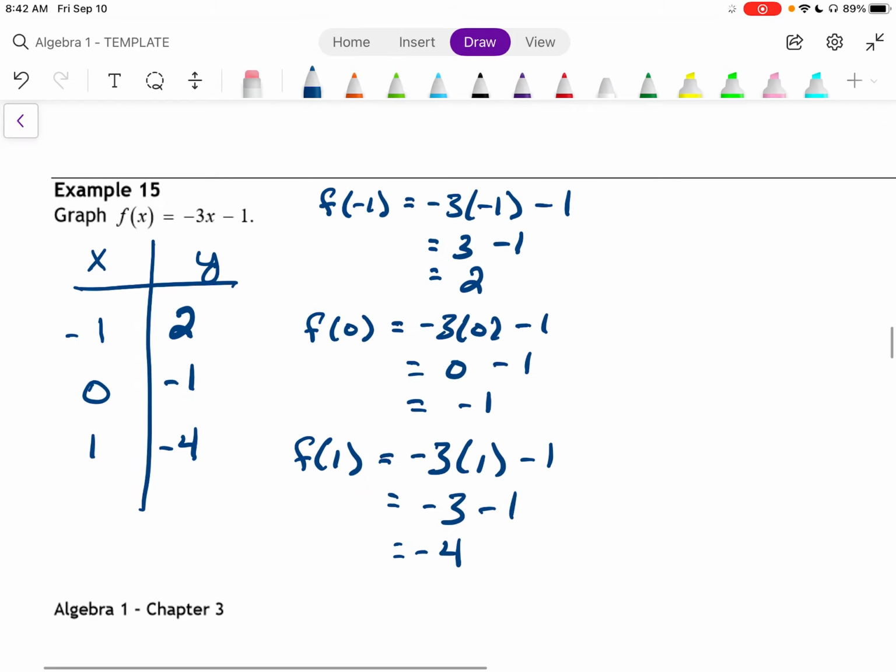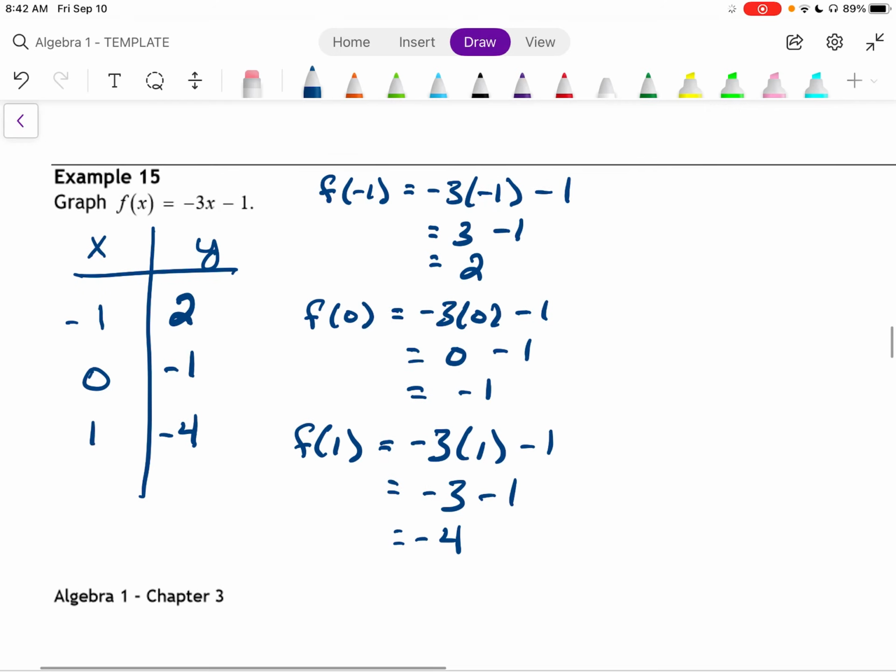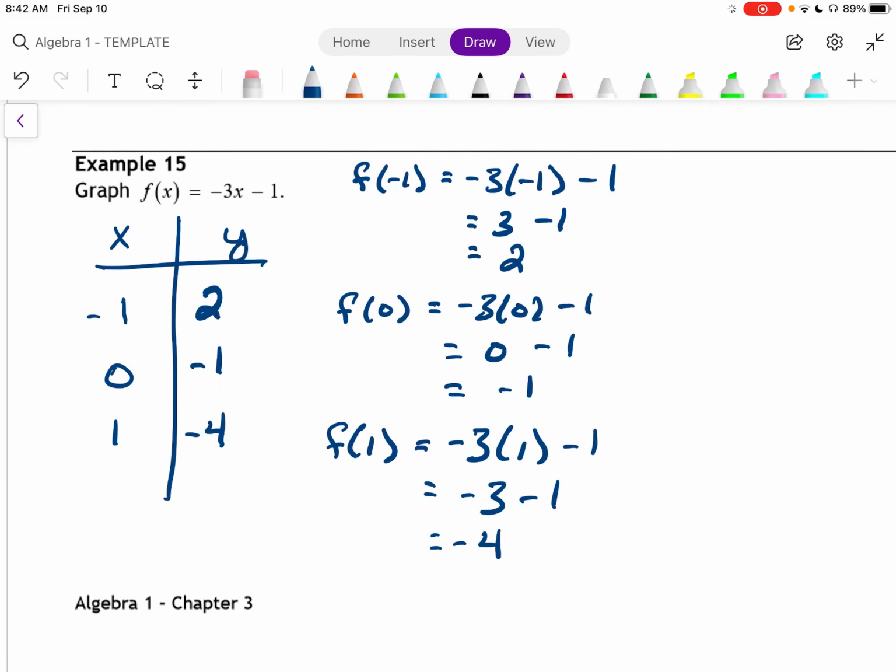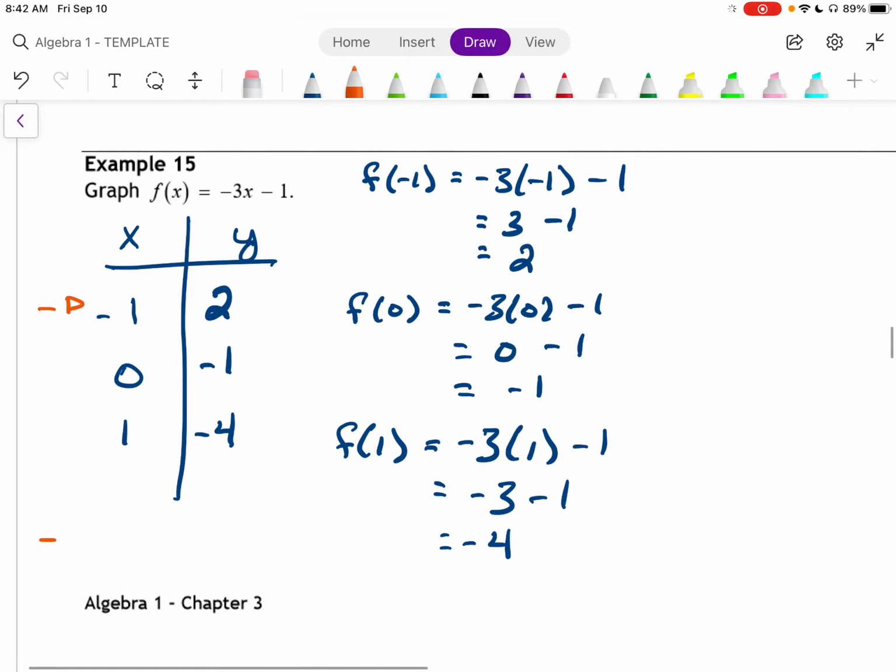Now, I'm going to write these as points just so that we all know what we're doing. You don't have to do this on homework whenever it has things like this. What we have here is the point negative 1, 2. And then we have the point 0, negative 1. And then lastly, we have the point 1, negative 4.